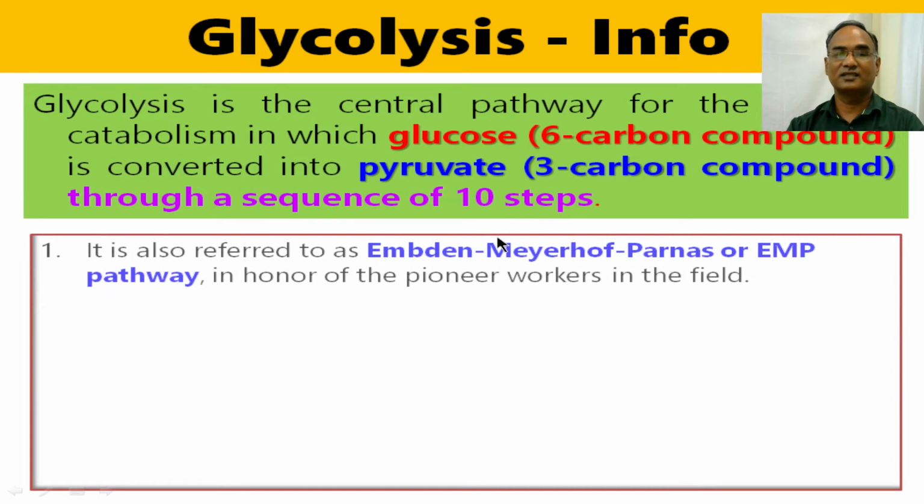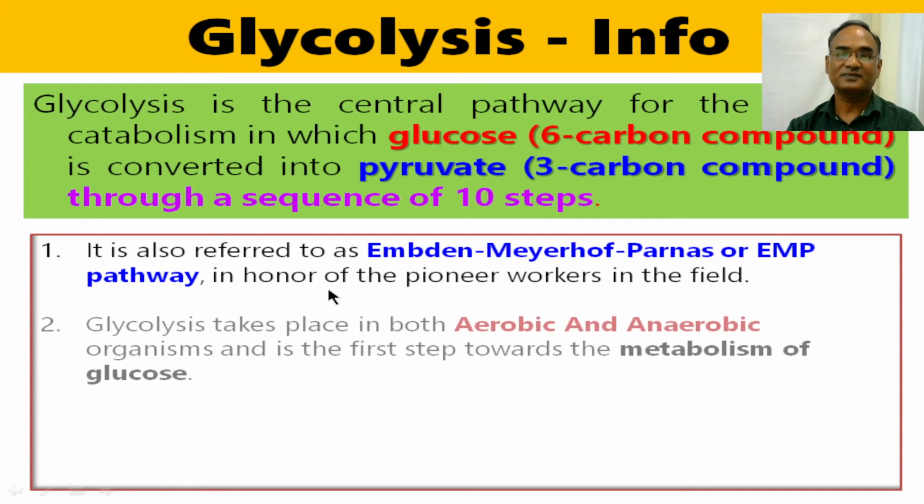Okay, so next, this entire glycolytic pathway was worked out by Embden, Meyerhof and Parnas, the EMP pathway. It is in honor of their pioneer work in the field of exercise physiology. The person who coined glycolysis and the whole process, the total credit goes to the EMP pathway and the father of EMP.